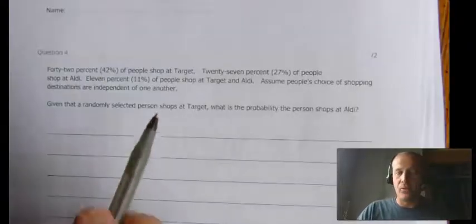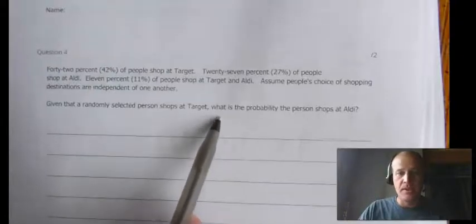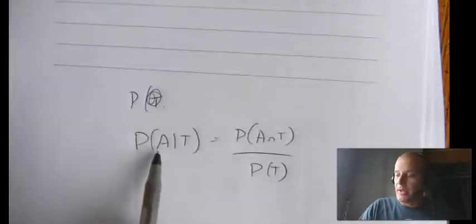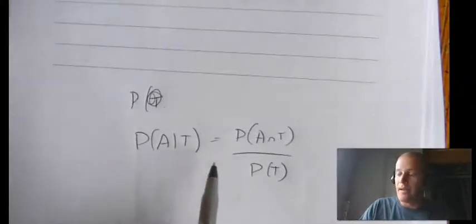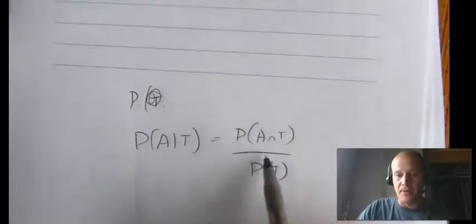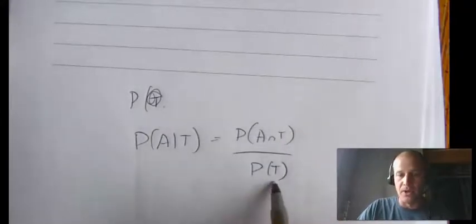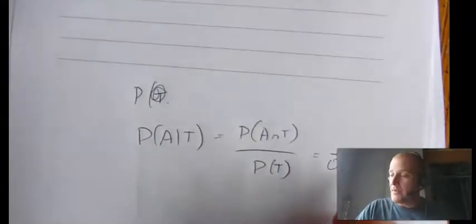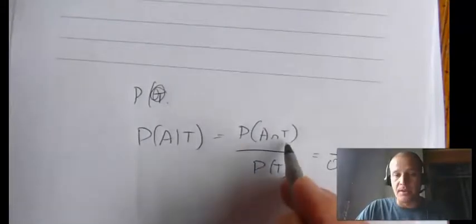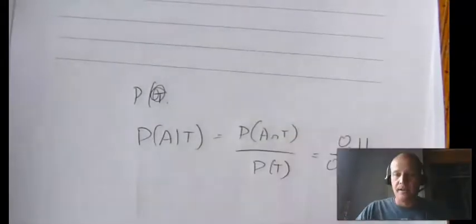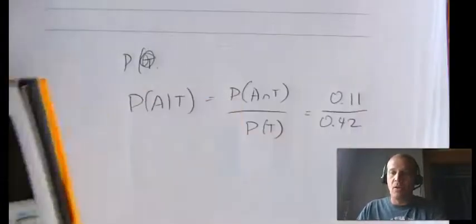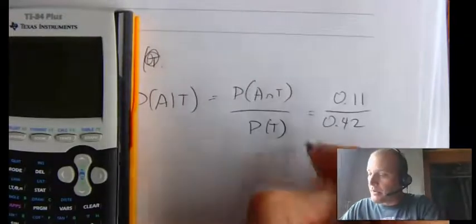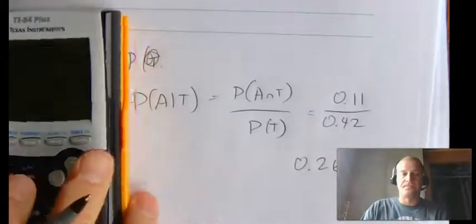All right, so given that a randomly selected person shops at Target, what's the chance that the person shops at Aldi? This is a very popular formula. The chance of A given T is the same as the chance of both shopping divided by the probability of Target shoppers. So 42% of the people shop at Target. How many of those 42% shop at Aldi as well? That's the 11%. So 11 over 42 is going to be this probability. That was about 26%.